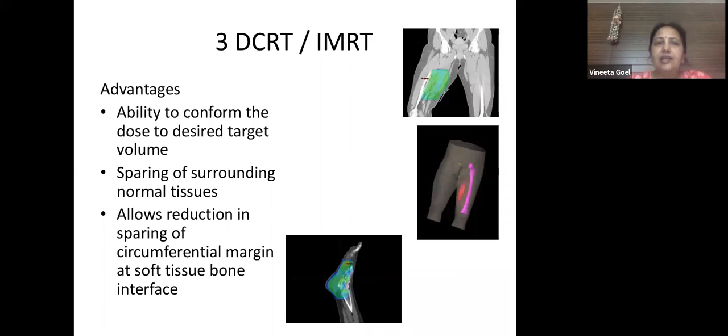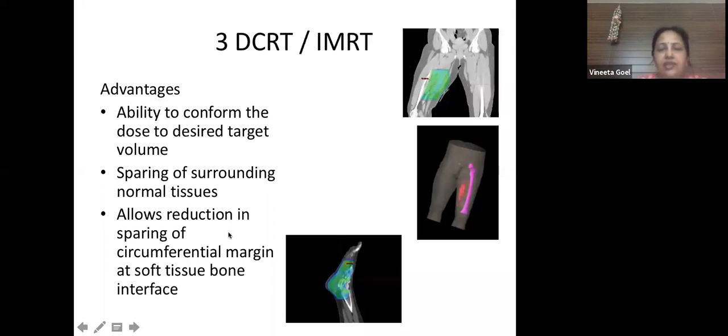Now, in the era of 3D CRT and IMRT, we initially had the evidence to use IMRT for head and neck cancers. Gradually, we moved to lung cancers, prostate cancers. Now, gradually, we also have a lot of evidence for using 3D CRT and IMRT even in extremity and non-extremity soft tissue sarcomas. The advantage of using these conformal techniques is that you can conform the dose to the desired target volume and you can spare the surrounding tissues well. For example, if you're treating this part of the soft tissue sarcoma, this part of the limb can be very well spared. And you can avoid a lot of hotspots also, so that there is less dose inhomogeneity and fewer side effects to these patients.